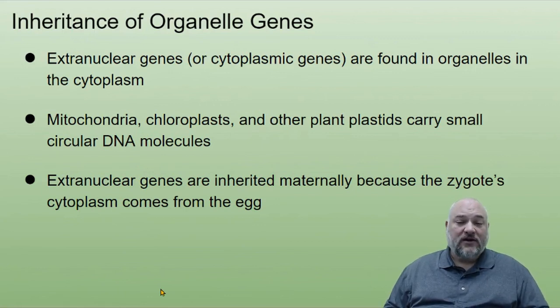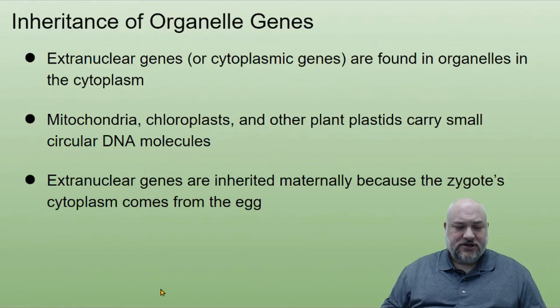They'll carry small amounts of circular DNA, plasmids or plastids, like in bacteria. We talked about the endosymbiont theory before, how we got a symbiotic relationship there. Remember that? So these extranuclear genes are inherited maternally because the zygote cytoplasm comes from the egg.